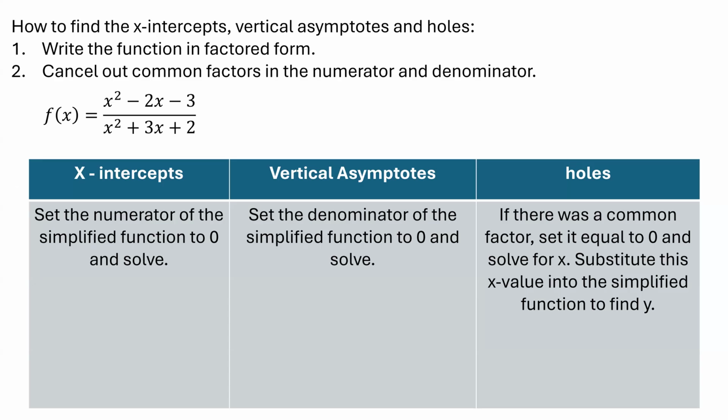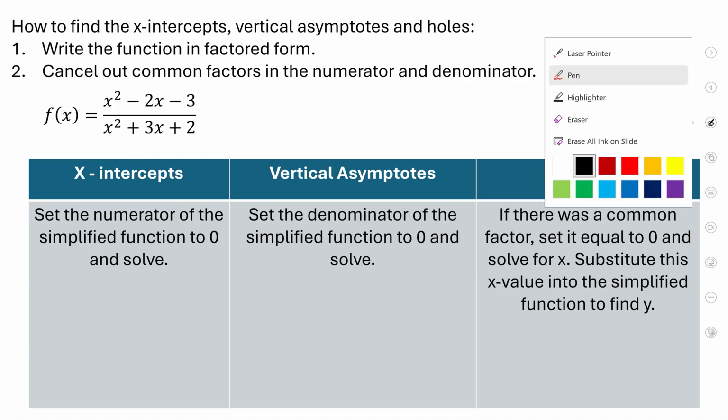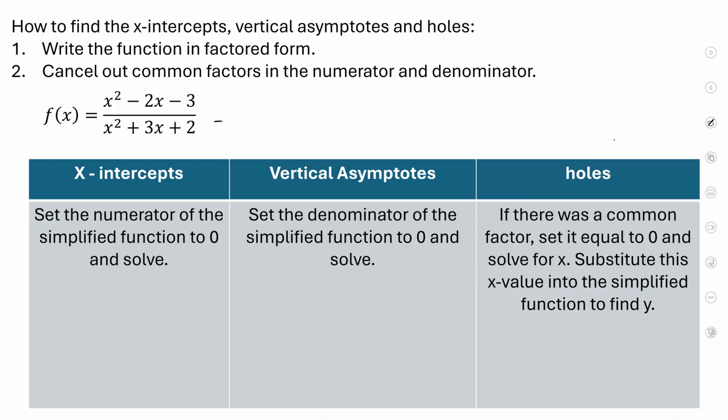So how to find the x-intercepts, the vertical asymptotes, and the holes. What we're going to do first, we're going to write the function in factored form. This is going back to Algebra 1. Everyone, go ahead and factor the numerator and then factor the denominator. Ready? Go.